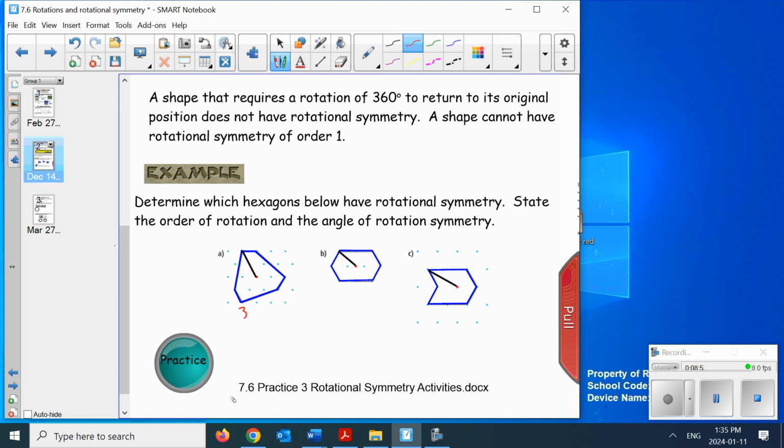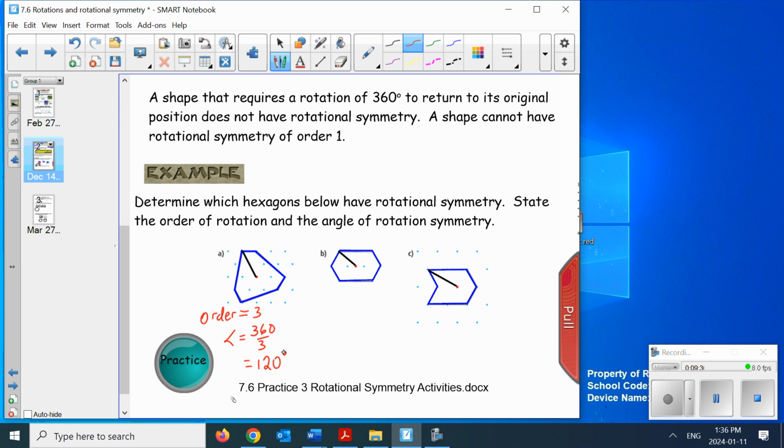And the angle of rotational symmetry. So the order equals 3, and then the angle: 360 divided by 3. You can use a calculator also. That is one.